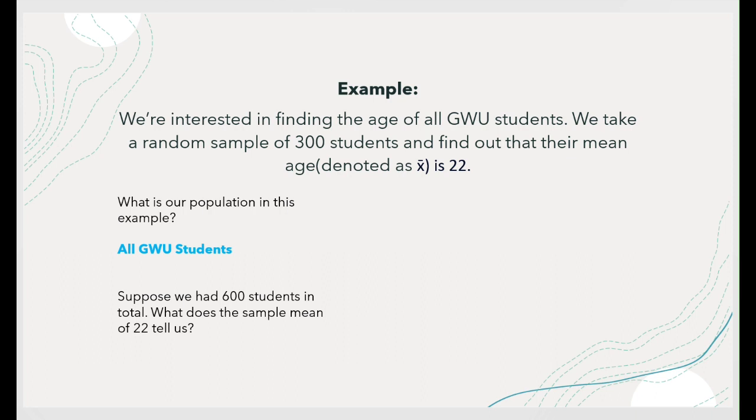So you might be thinking, the mean of 300 students is 22. What does that make you think about 600 students? What it tells us is that, intuitively, we might think that for 600 students the mean may not be exactly 22, but it might be something close to 22, right?